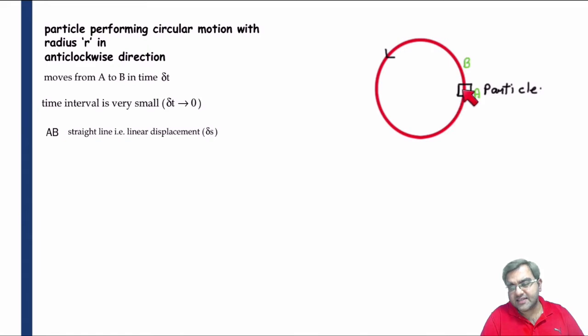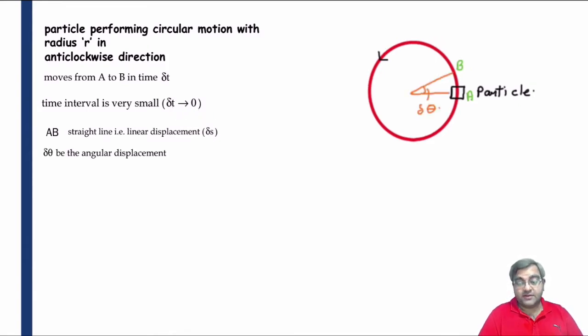If you carefully see this, can I say this AB is more or less a straight line, a linear displacement, provided your delta t is very small, tending to 0? So when the particle moves from A to B, I can say AB is a straight line. At the same time, at the center, there is an angular displacement delta theta.